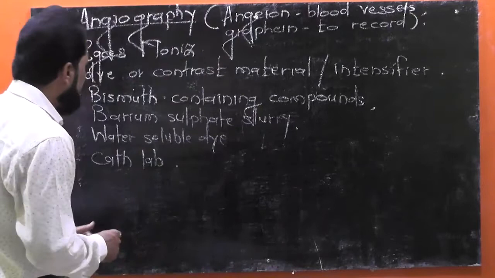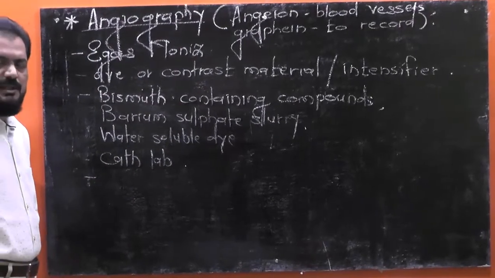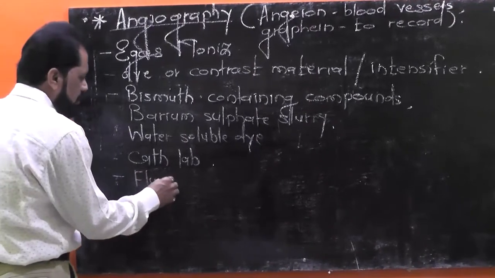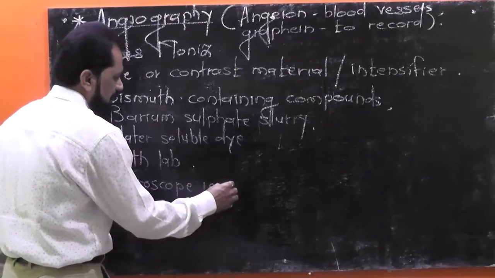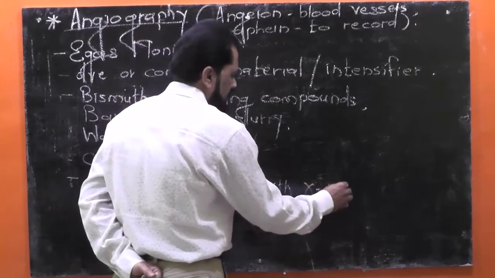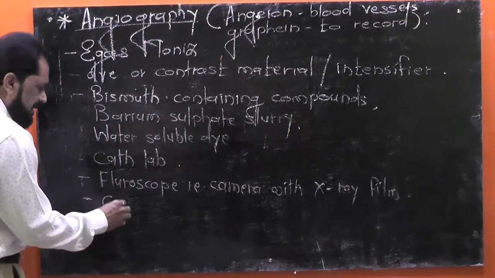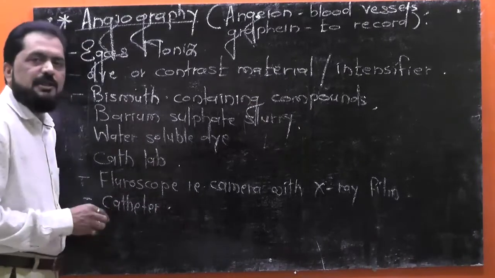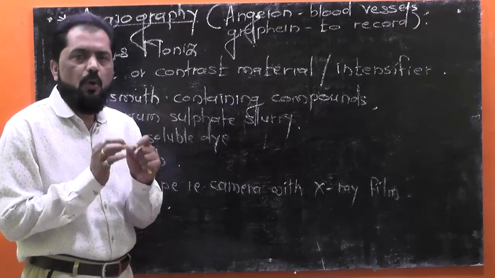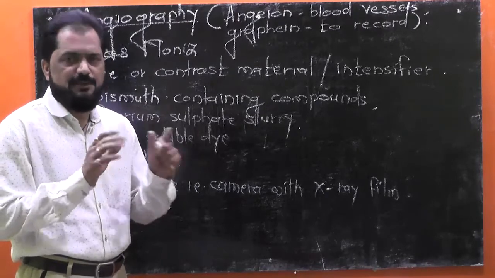Now, this cath lab requires different instruments and necessities, such as, first of all, a fluoroscope, that is nothing but a camera with X-ray films. Second, it requires the catheter. A catheter is nothing but a very thin and elongated hollow tube with a diameter of just 2 to 3 millimeters.